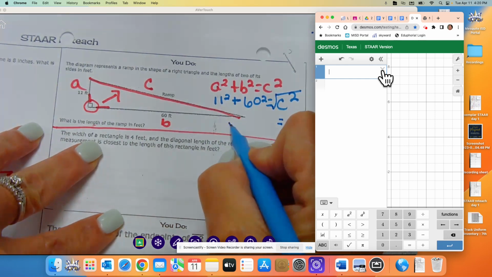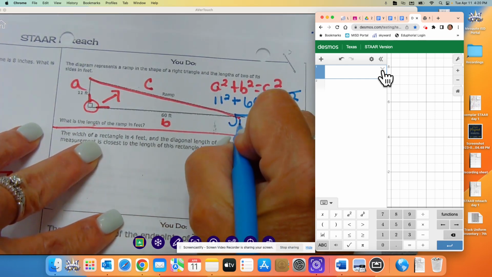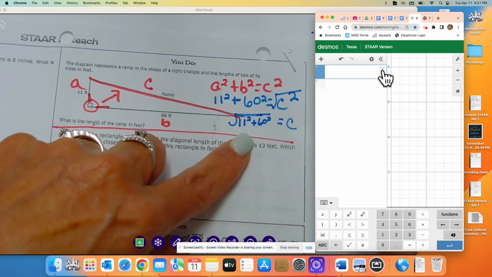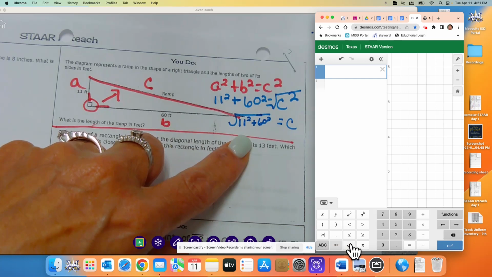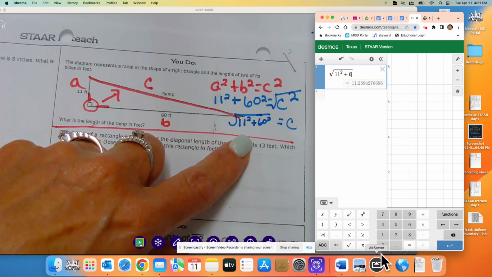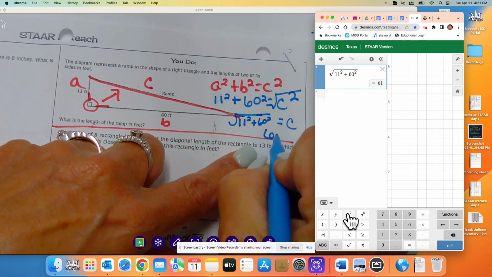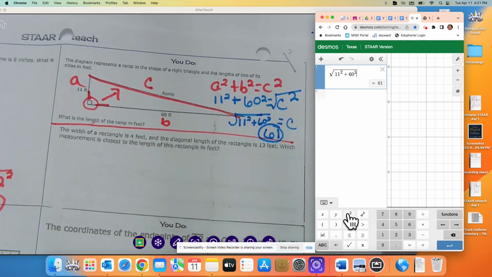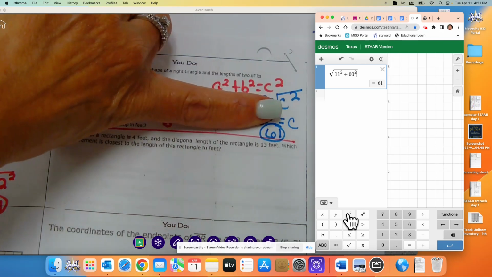So in Desmos, underneath the square root symbol, I'm going to put 11 squared plus 60 squared. So I'm going to come over here. Hopefully this is what you did. Don't forget this square root symbol. I have 11 squared plus 60 squared. So my answer is 61. So C is equal to 61. Okay, so hopefully that's what you got.